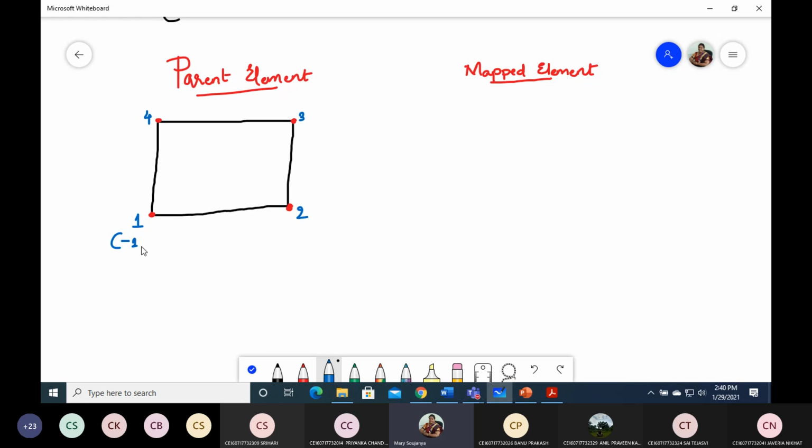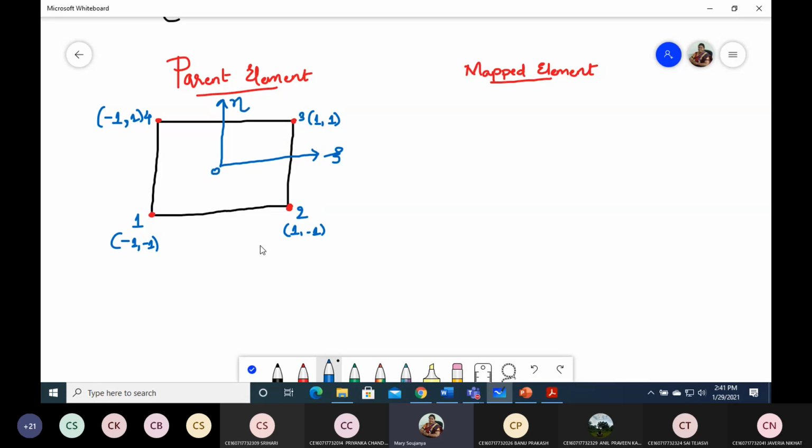Let us take this in the natural coordinate system, because we already know them: (1, 1), and finally (-1, 1), (-1, 1). And we have the centroid of the rectangle as the origin of the natural coordinate system.